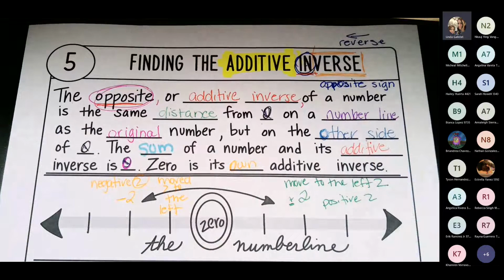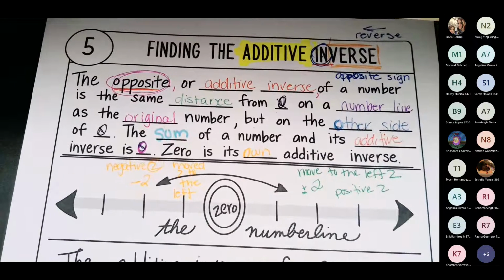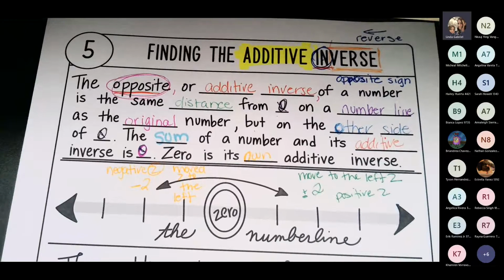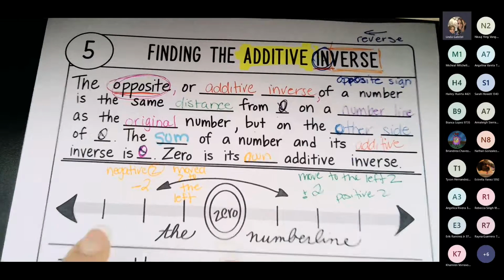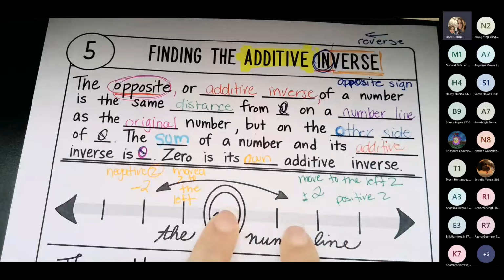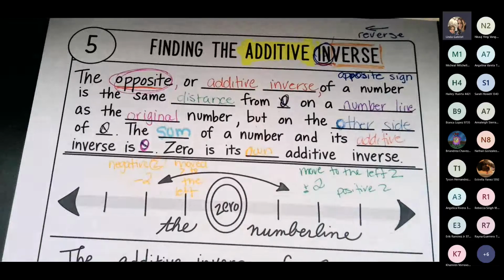So that's all an additive inverse is. You're not going to be adding +2 to -2. You're going to be starting at 0, essentially just changing the sign.